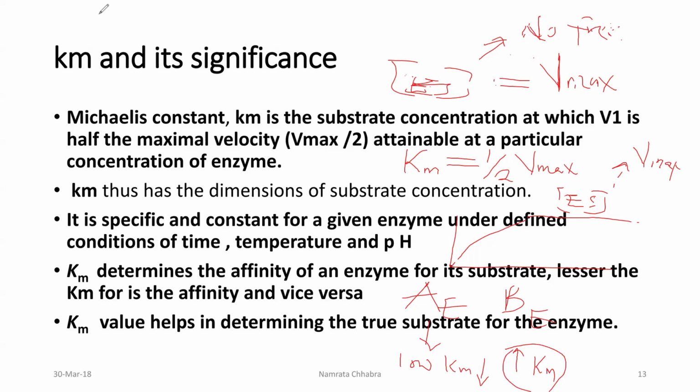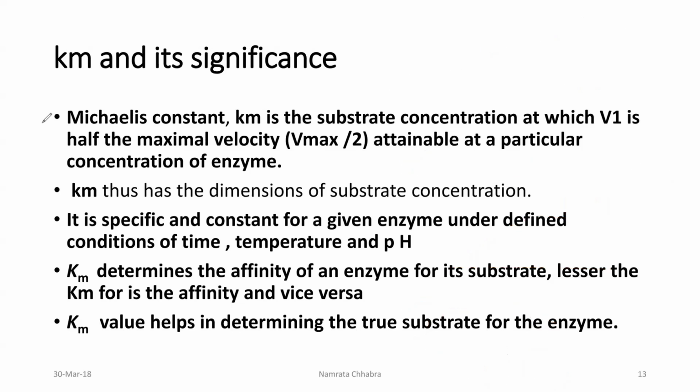So the Km value helps in determining the true substrate for the enzyme. You can use this Km value to determine the best substrate for a particular enzyme. So that is for the Km value, and it is significant. In fact, this Km value is used in drug discovery. By knowing the Km for a particular inhibitor, it will give us an idea whether the drug will be good or a target for a particular disease of interest.